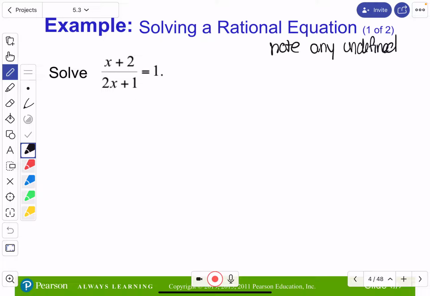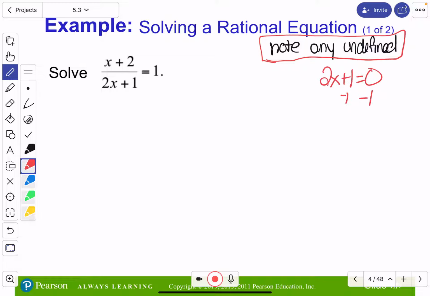So if we wanted to solve this, the first thing we want to do is note if anything makes it undefined, because in the end that could give us an extra answer. So to be undefined, we set the denominator equal to 0 and solve. So in this case, x cannot equal negative 1/2. So we want to keep that in mind.